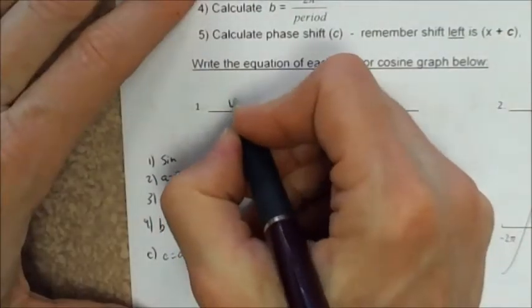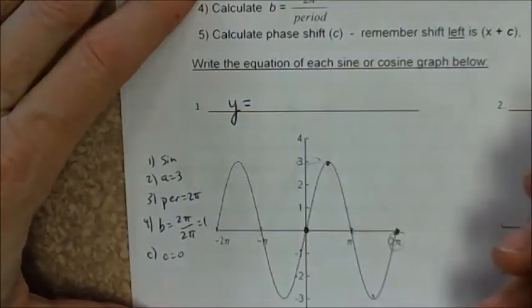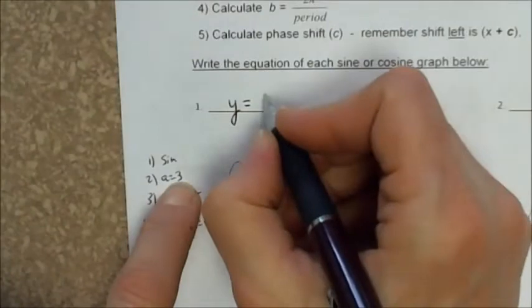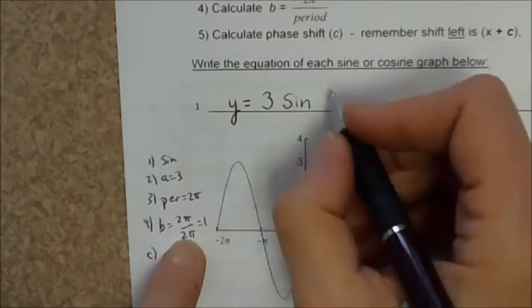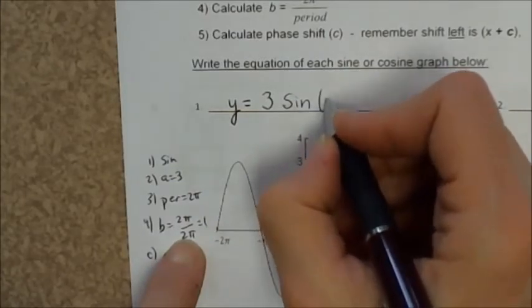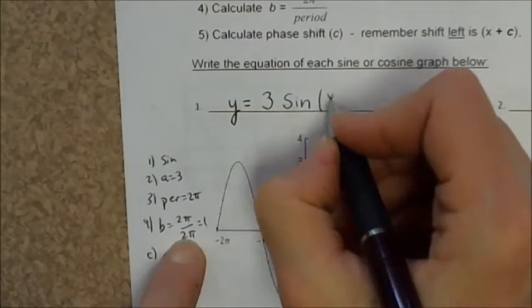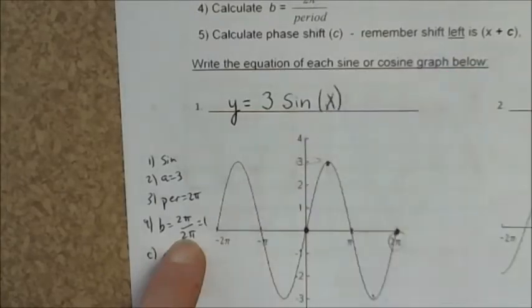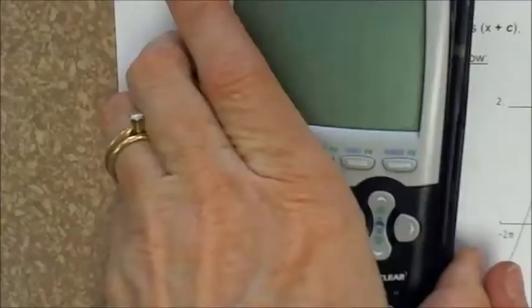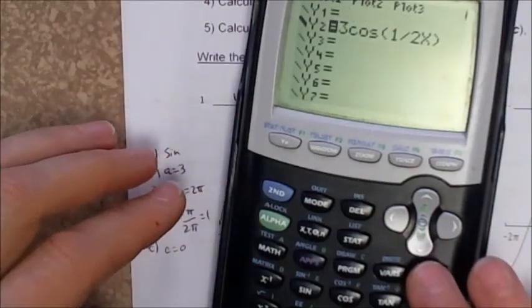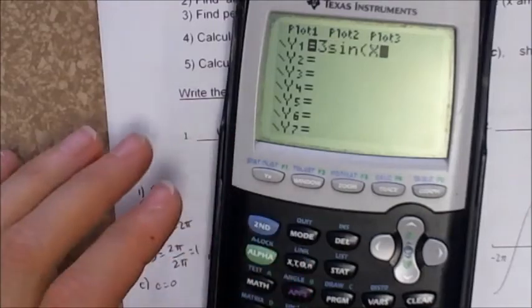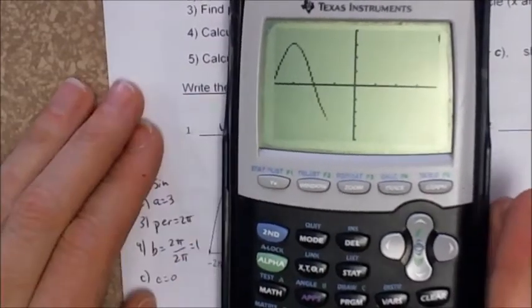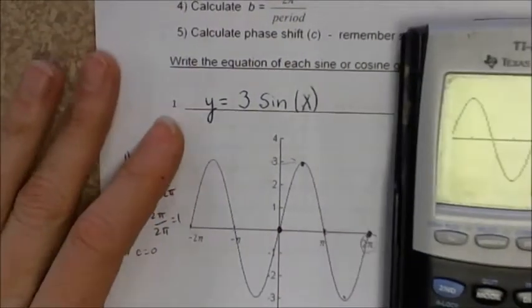So let's write the equation. Y is equal to, always start out with y is equal to, the a value is 3. This is a sine curve. The b value is 1, so we don't really have to put a 1 in here. If you want to put 1x, you could if you wanted to, and that's the end of that problem. Y equals 3 sine of x. And then if you wanted to check your answer, you can just put y equals 3 sine of x. Take a look at the graph, and it looks exactly like the graph that's been shown.